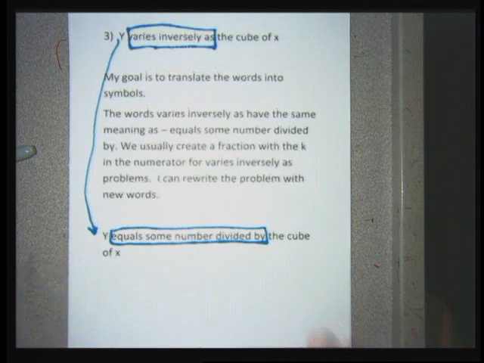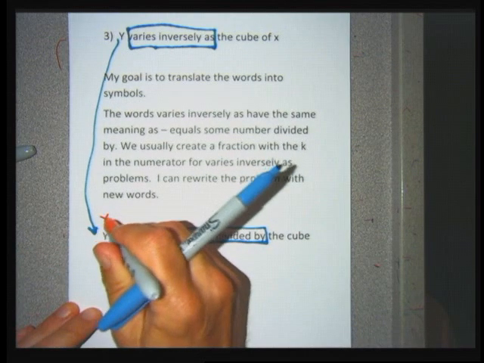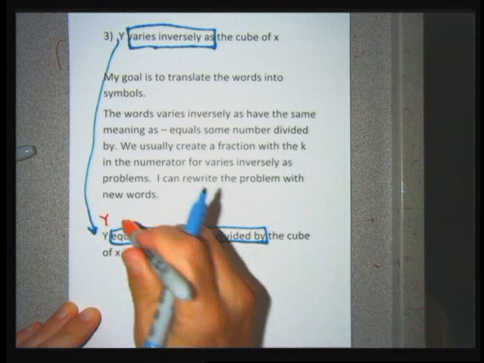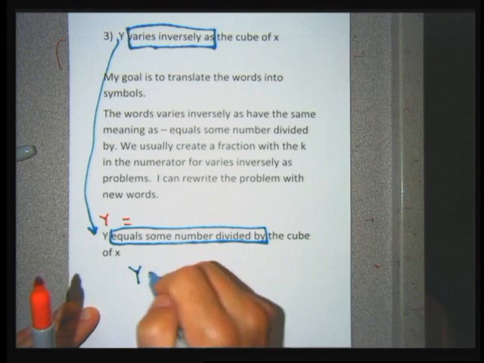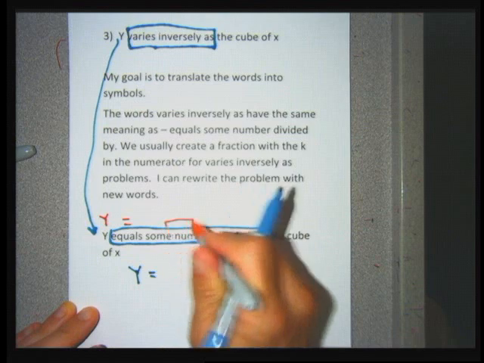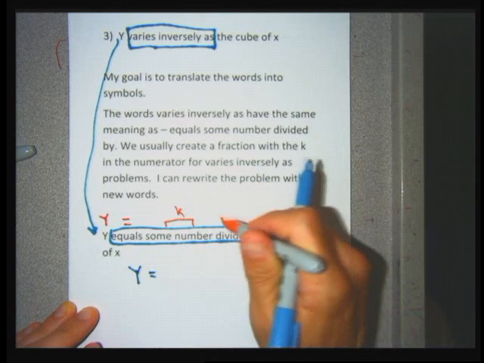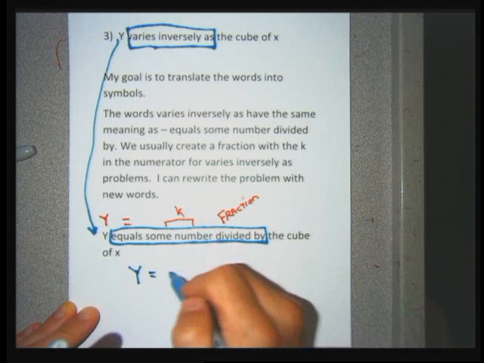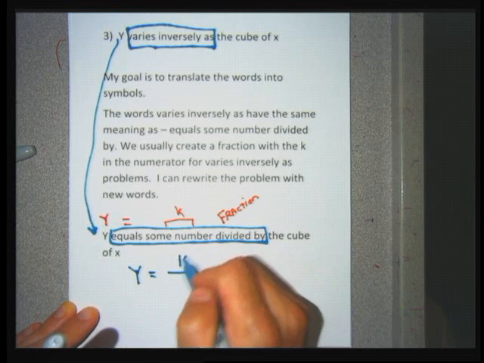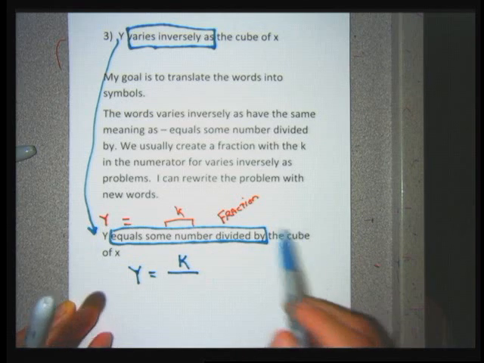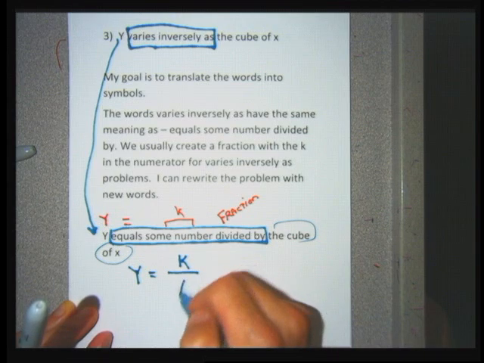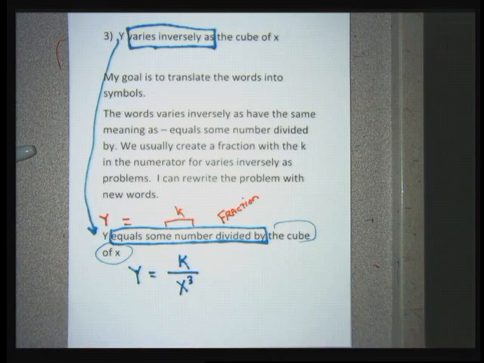So I'm going to write my equation down. For the letter y, I'm going to leave it a y. For the equals word, I'm going to write equals. And then for the some number, I'm going to put a k. And for the divided, I'm going to create a fraction. Because the letter k is before the word that implies fraction, the k goes in the numerator. And then the last thing I need is the cube of x. Because it's after the word that implies the fraction, it goes in the denominator of the fraction. And the cube of x is going to be an x with an exponent of 3.